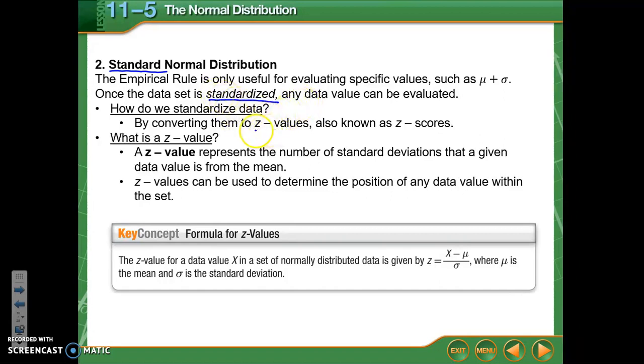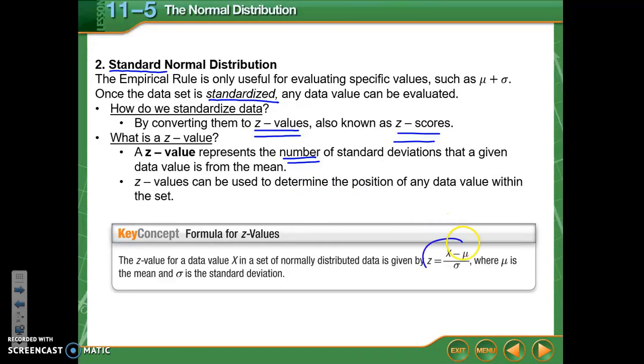I standardize data by converting them to something called a z-value or a z-score. You'll see both of those. A z-value represents how many standard deviations any value is away from the mean. And with a z-value, I can figure out where a data value is in my set.